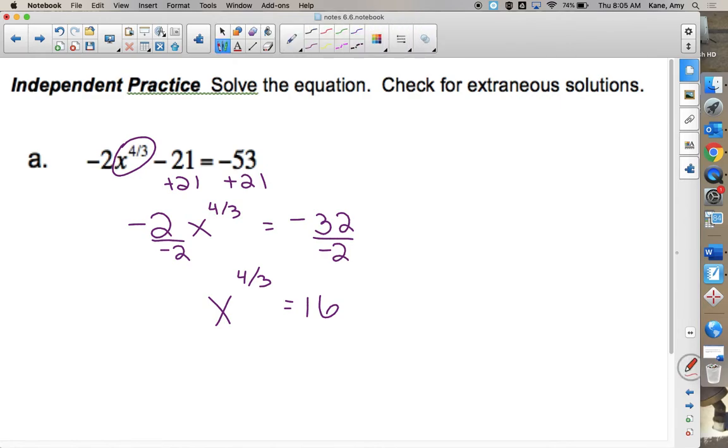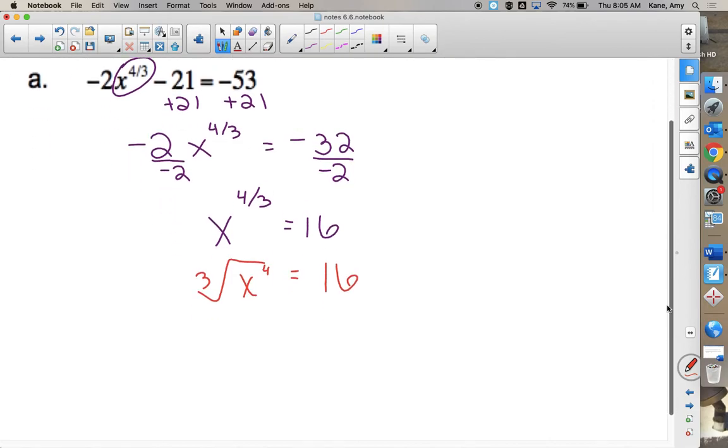time. So we have x to the 4/3, which really means what? X to the 4/3. What does that really mean, Peter? Cube root or negative 2 cube root of x to the 4th. So make sure you divide first by the negative 2. Divide first by the negative 2, yeah. Okay. So we have the cube root of x to the 4th.